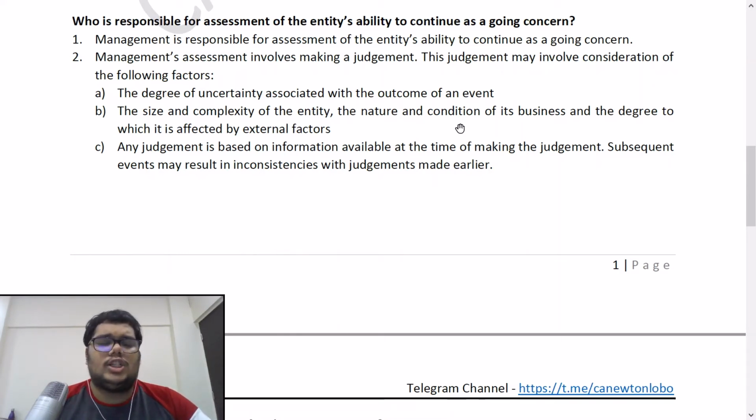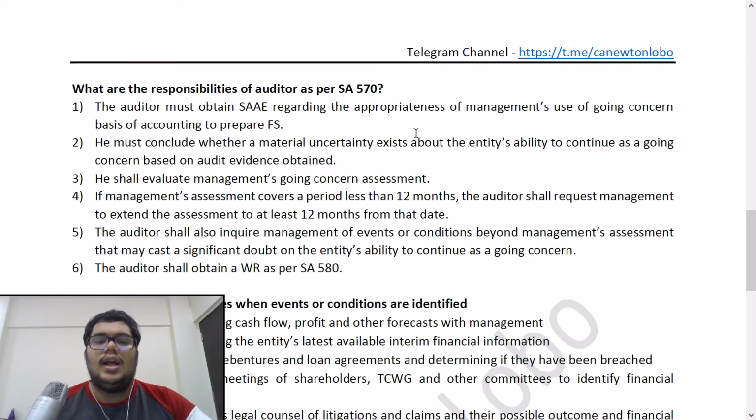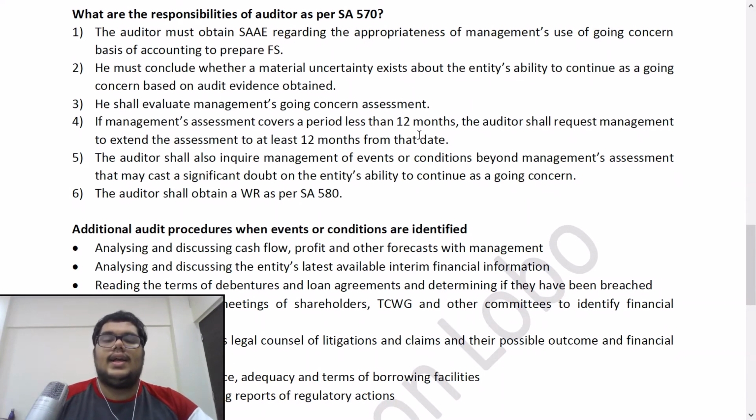When you are making a judgment, you are making it at a certain point. After that point, if some events come into attention, then that may not hold a judgment that was made earlier completely true. So that may cause inconsistencies with the judgment made earlier. So that is something we need to remember when we are checking the going concern. Next question, important. What are the responsibilities of the auditor as per SA 570?